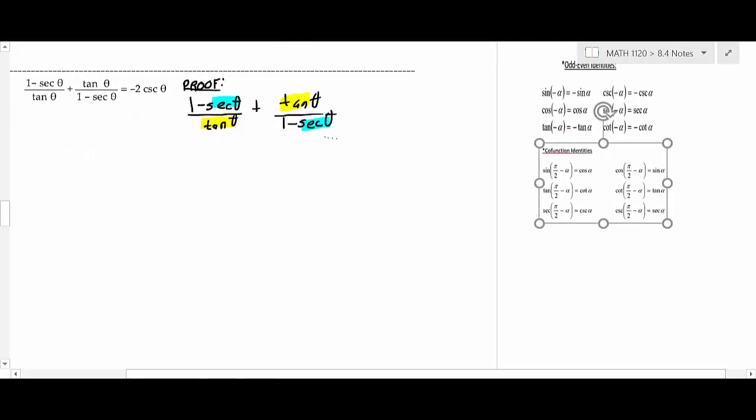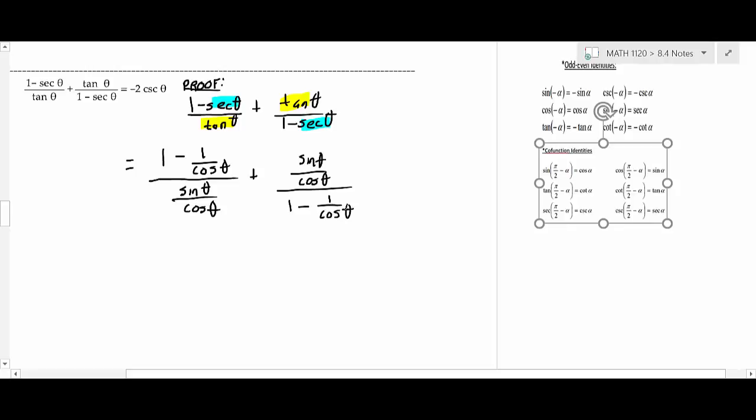Okay, so what I'm going to do now is write this, my equal sign, go ahead and write it there. So let's change the secant to 1 over cosine theta. Let's change the tangent to sine theta over cosine theta. And then over here, let's change the tangent to sine theta over cosine theta, and then the secant to 1 over cosine theta like that. Now that looks like we're making it too complicated. Well, sometimes on these problems they get complicated first, but then they start resolving themselves down.